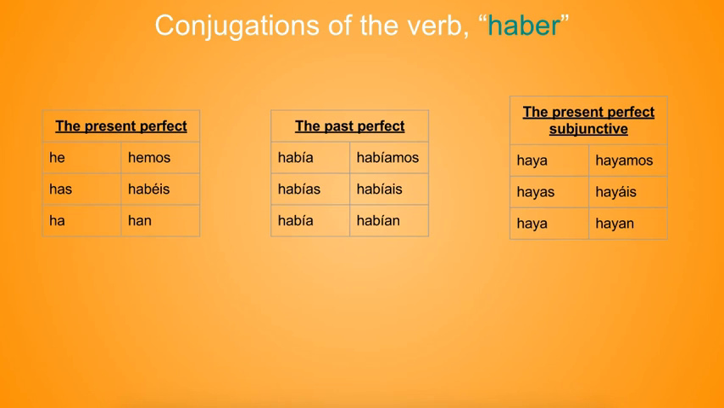You'll also want to note the 6 conjugations of the verb haber in the present perfect subjunctive form.